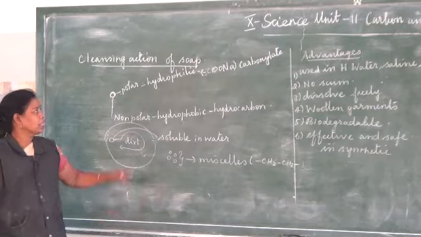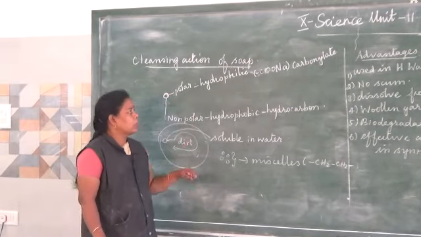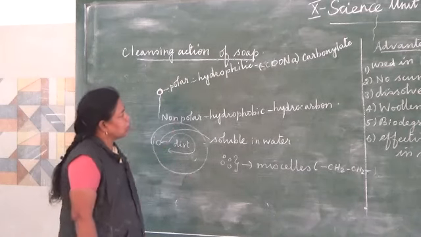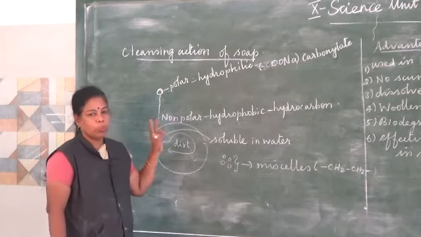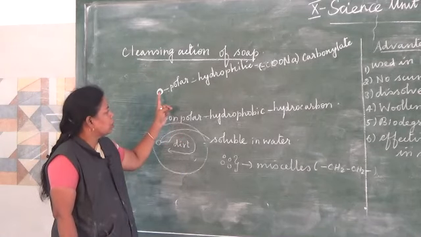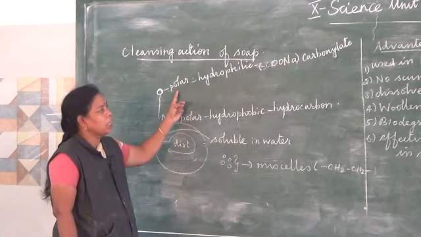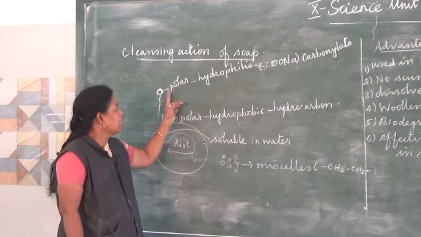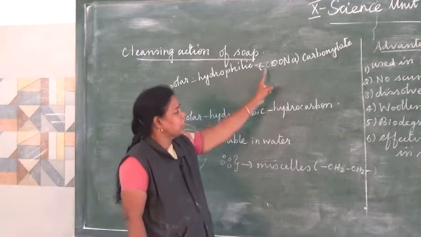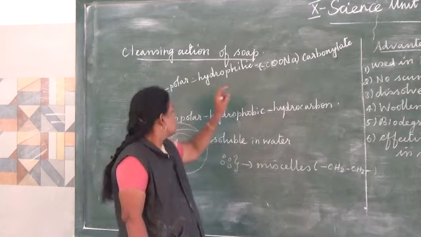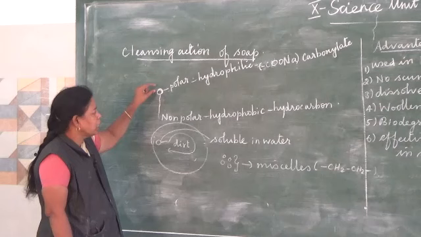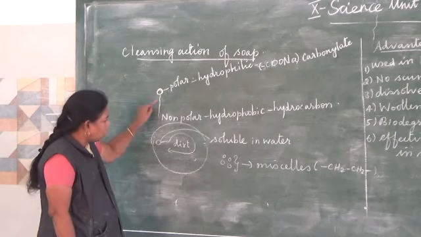Now we are going to see the cleansing action of soap. Cleansing action of detergents or soap. Soap contains two parts. One end is the polar end, which acts as a head, and it ends with a carboxylate group. So the molecule contains a head and a tail, a short head and a long tail.